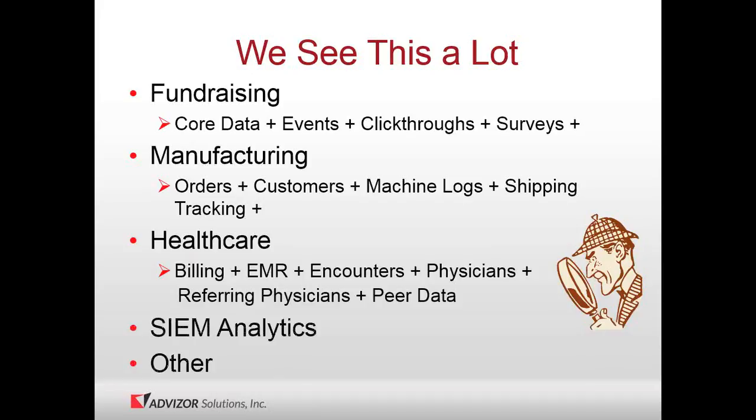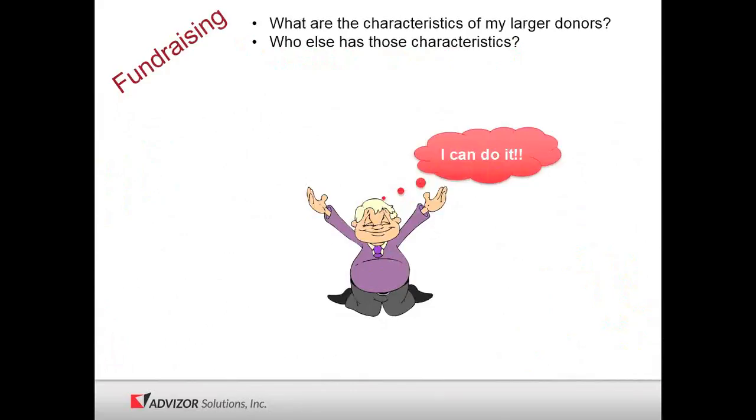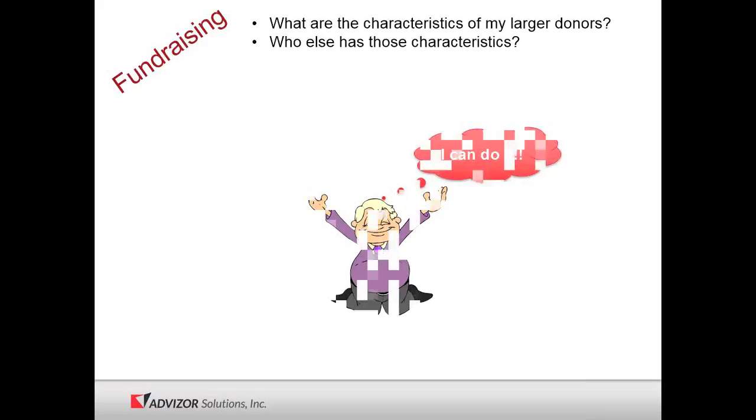So we're going to go through right now an example in fundraising, then cycle back to consumer packaged goods, and then show how you actually do this. So let's dive in. Pretend we're a fundraising group. We've got a list of maybe a couple hundred thousand prospects, and we're trying to understand the characteristics of my larger donors and then determine who else has those same characteristics, because ideally they'd make the most attractive prospects.